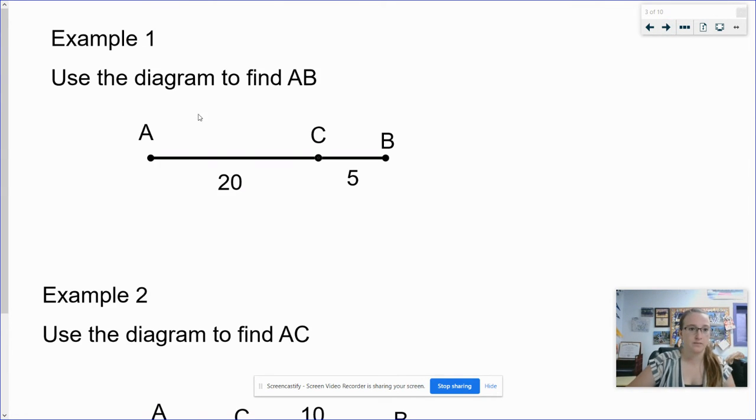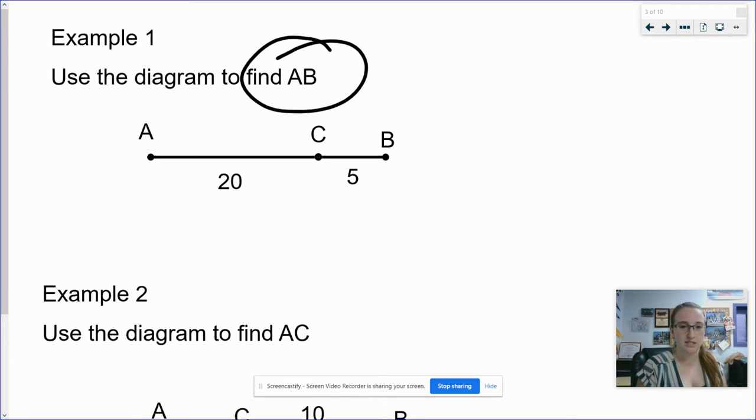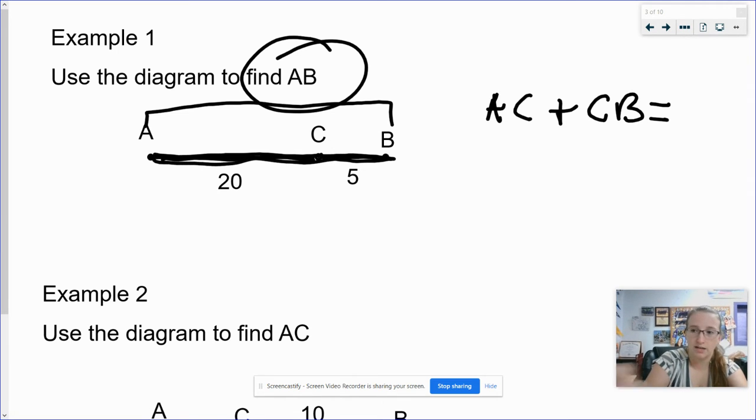Let's go ahead and apply this. So example 1, use the diagram to find AB. So we have to pay very close attention to what we want. I cannot emphasize enough. Every single time in this class, you have to say, what do they want? They want AB. So I'm going to label AB using a little bracket so I know that's what we want. Well, if I have this picture here, I know that this chunk, AC, plus this chunk, CB, equals my entire thing. That's segment addition postulate.